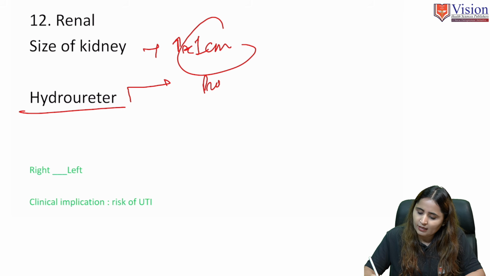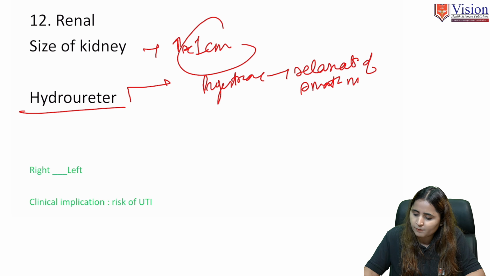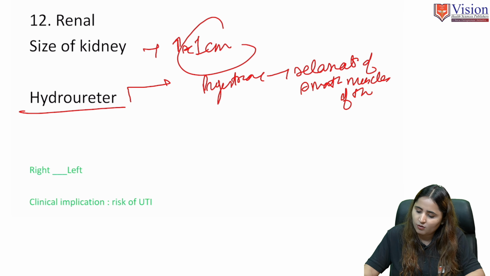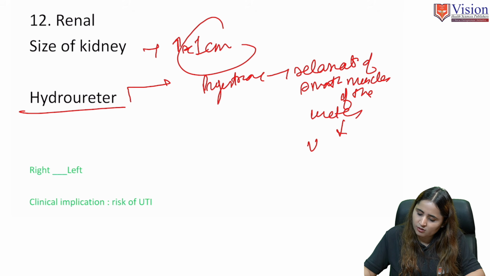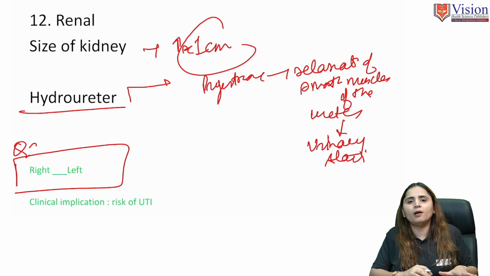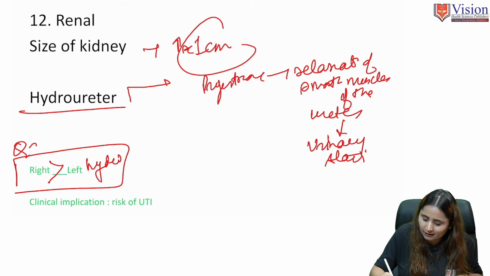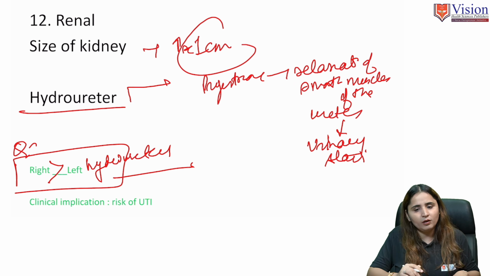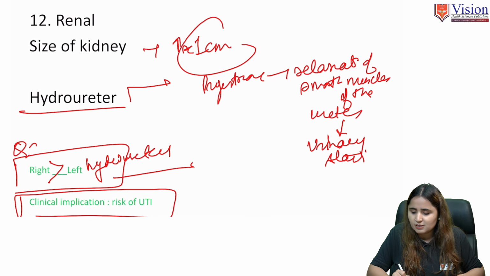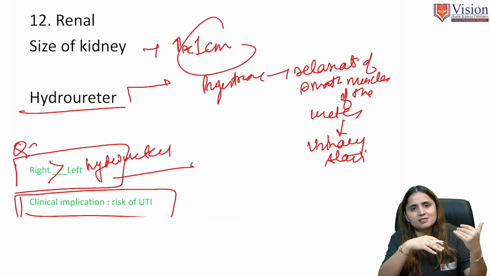hydroureter. Why does it happen? Progesterone leads to relaxation of the smooth muscles of the ureter, which leads to urinary stasis. And the question that further arises here is, which is more common, right or left? So right hydroureter is more common than left hydroureter. And the complication of this is an increased risk of UTI. Pregnant females have a big risk of UTI due to this urinary stasis.